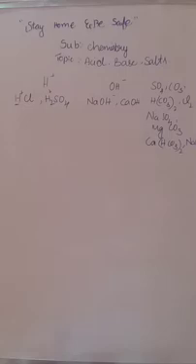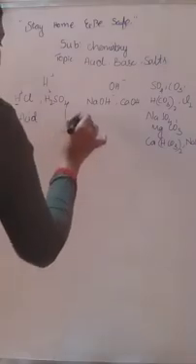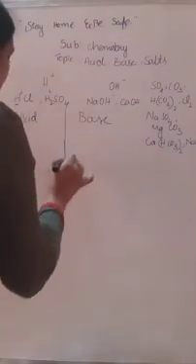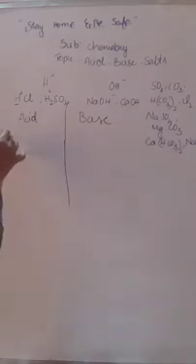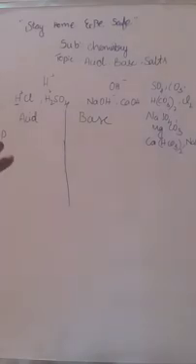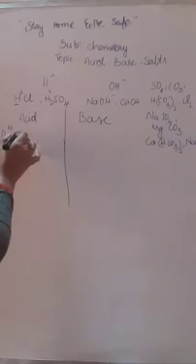The first topic is acids and bases. Let us know the differences between an acid and a base. The first difference is that the pH of an acid is less than 7. Keep in mind, the pH of an acid is less than 7.